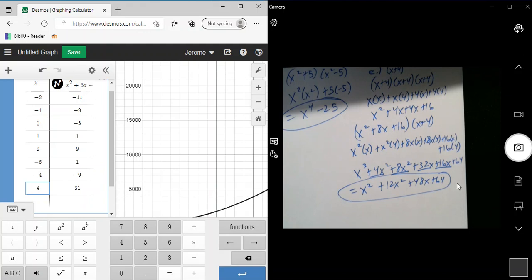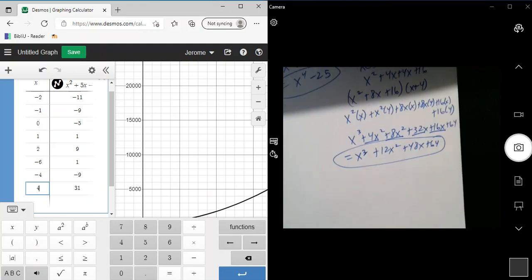Hold on, I have a hand raised. Yes. That last one is supposed to be x cubed, right? Oh, yes, sorry. Yes, x cubed. Thank you.